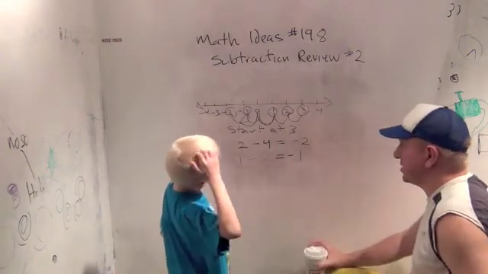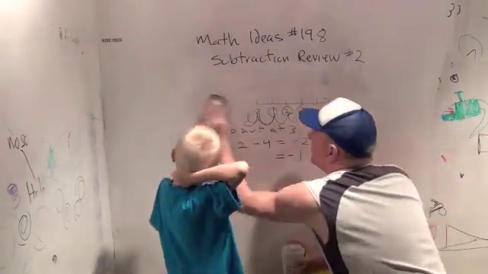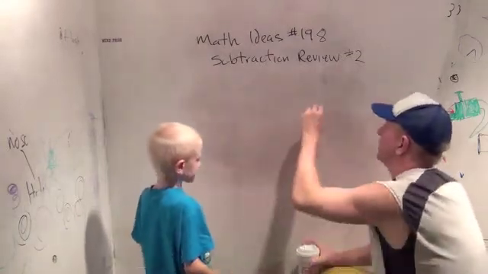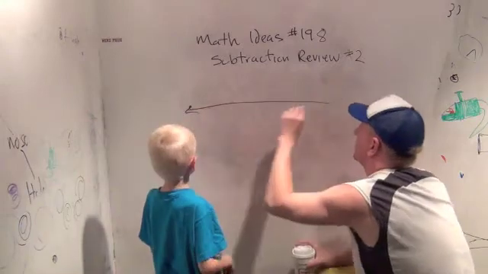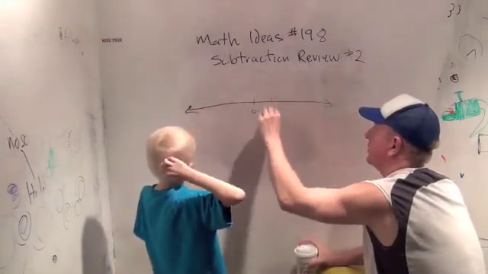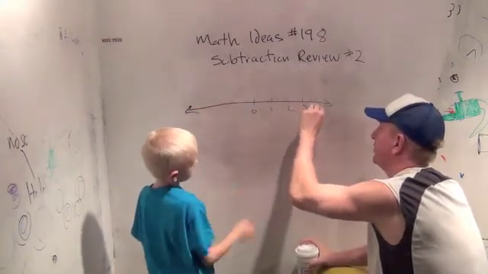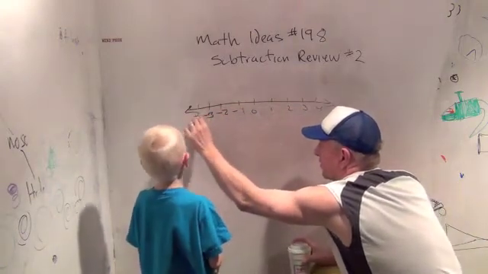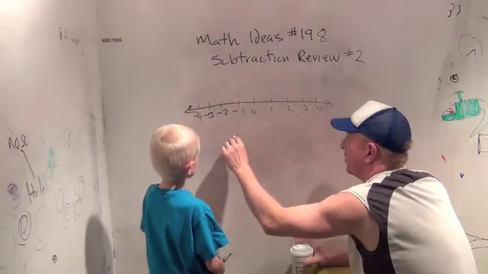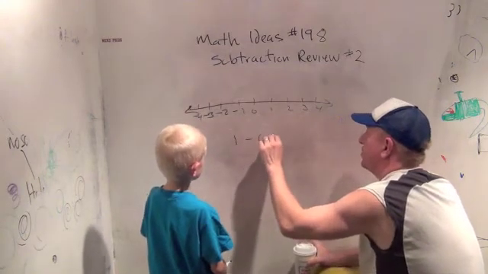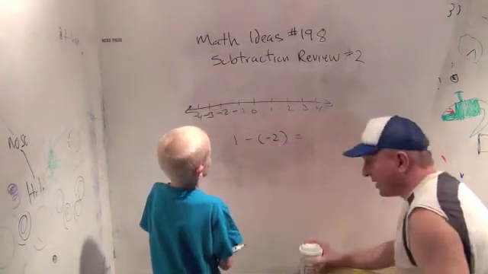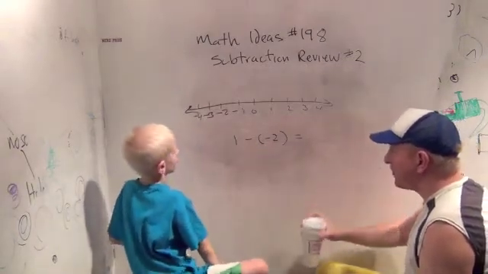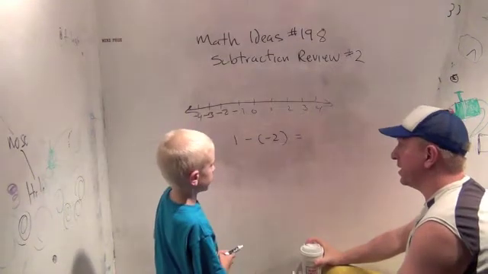So we can do subtraction on a number line, but what happens when I subtract a negative number? That's interesting to think about. 0, 1, 2, 3, 4, minus 1, minus 2, minus 3, minus 4. So how about let's do 1 minus minus 2. What does it mean to subtract a negative number? You go this way to the right. It's kind of like 1 plus 2.